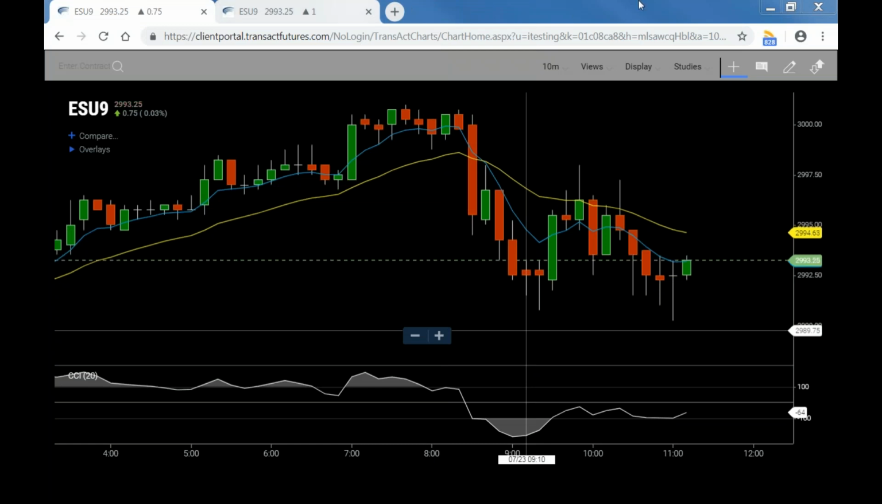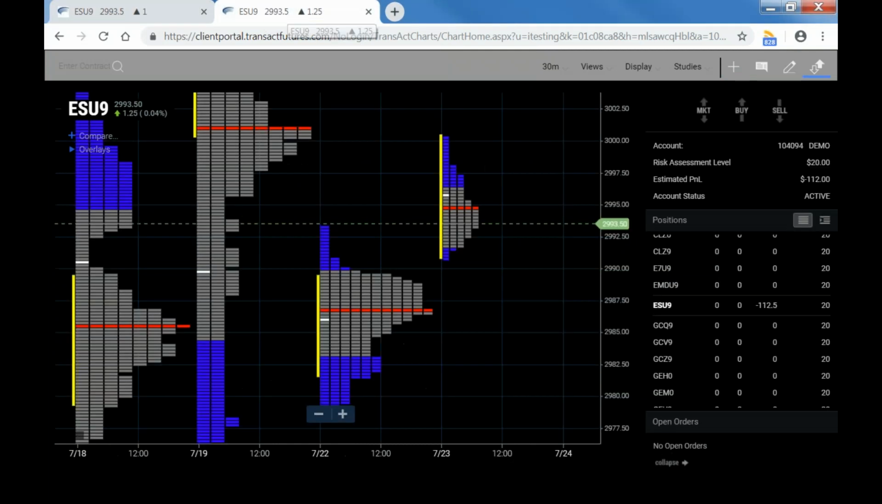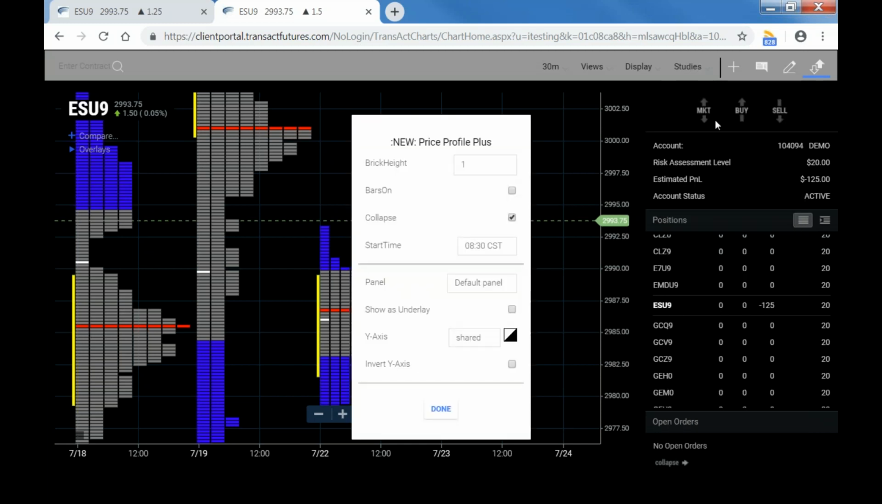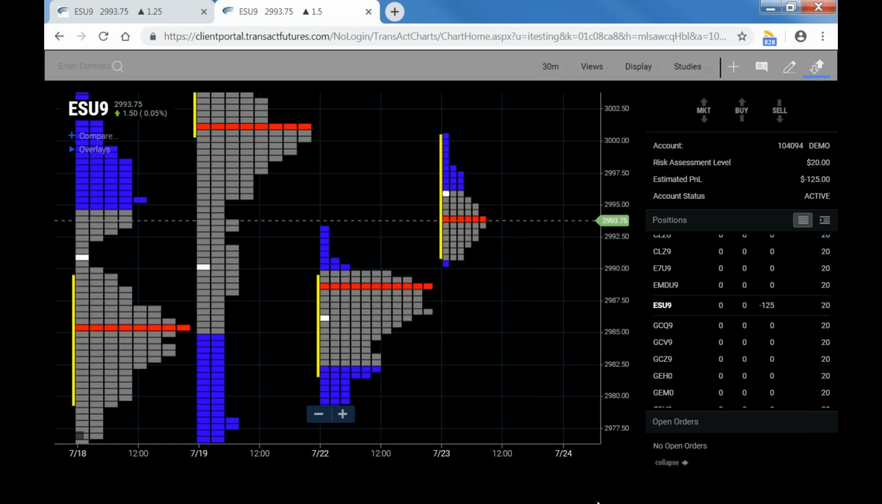Yeah, Susan, to add it, it's called price profile plus on this chart. At the very top here, we kept it at the top because it's new. You click on price profile plus. Okay, click on price profile plus. And then you can change your brick height to whatever you want. Change your start time to whatever you want.